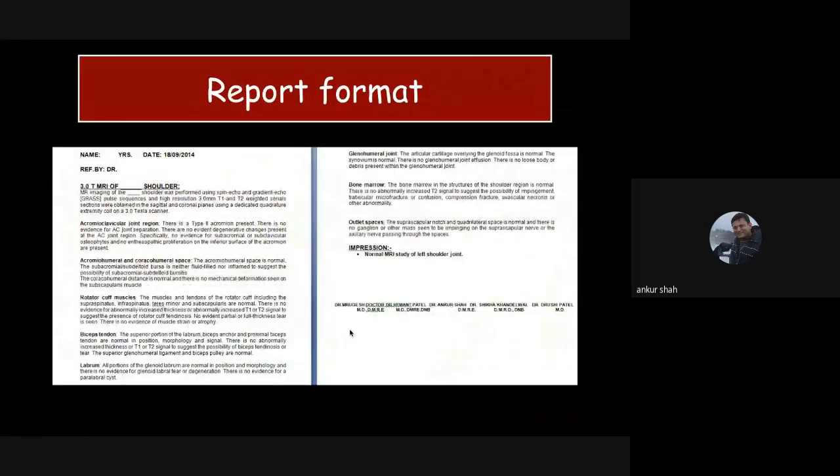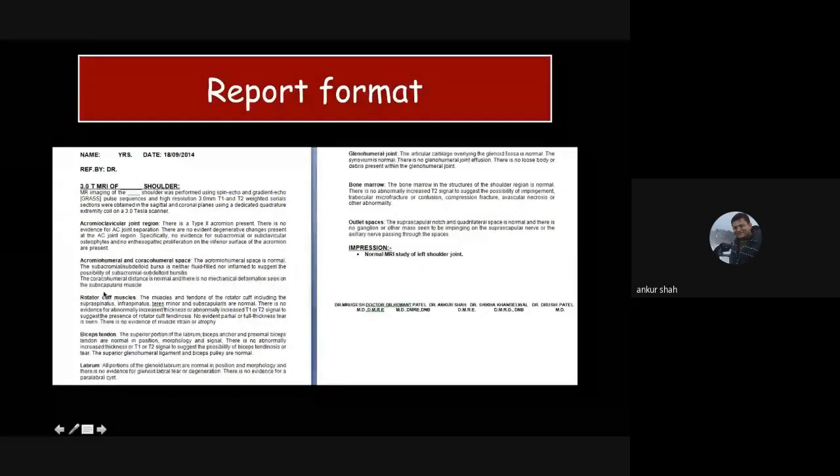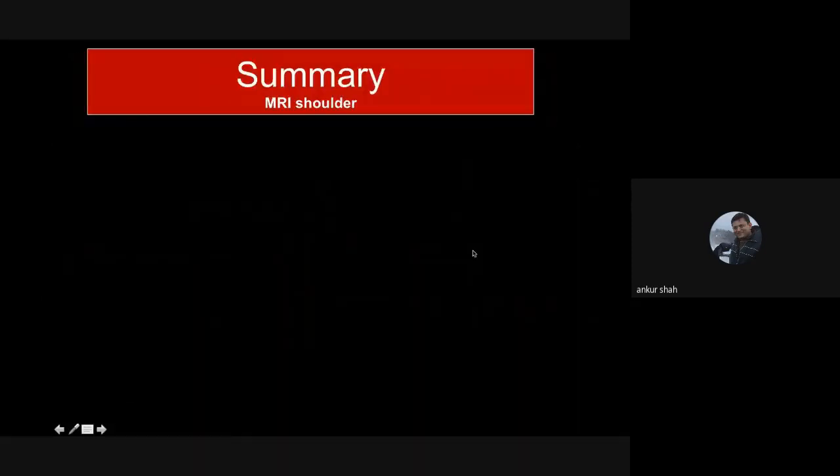So this is the report format. Again, we saw all these points: the AC joint, the acromiohumeral and coracohumeral space, the rotator cuff muscles, the most important part of the entire shoulder joint examination, the biceps tendon, labrum, glenohumeral joint, bone marrow, and outlet spaces. And once everything is normal, then you can term it as a normal MRI of the shoulder joint, or else you have to search for the abnormality.